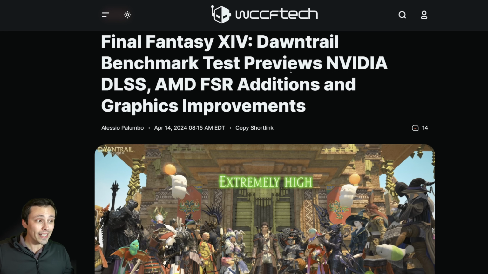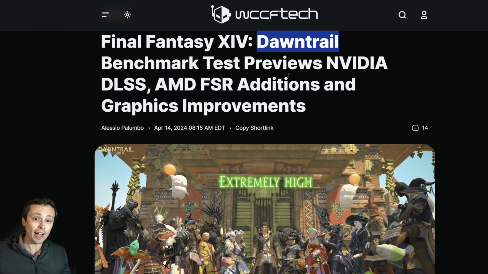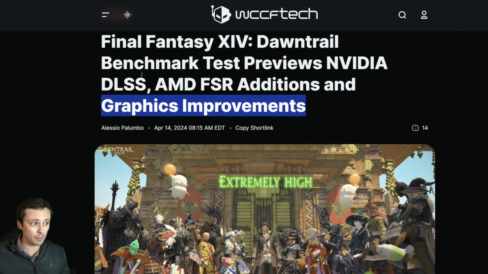Now, speaking of FSR and DLSS, it's looking like Final Fantasy XIV will get DLSS and FSR additions along with other graphical improvements when it gets its Dawntrail expansion. However, there is already a benchmark for this update available. So if you want to see how your system would run that, as well as maybe test out DLSS and FSR in the game, as well as the new graphics improvements, which could make the game more difficult to run, I thought I'd report that the benchmark is now available.